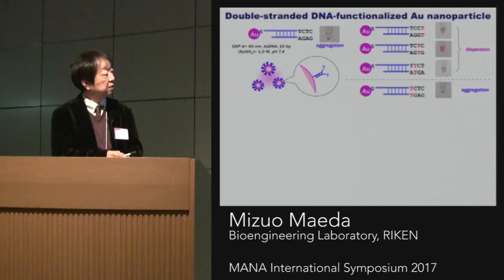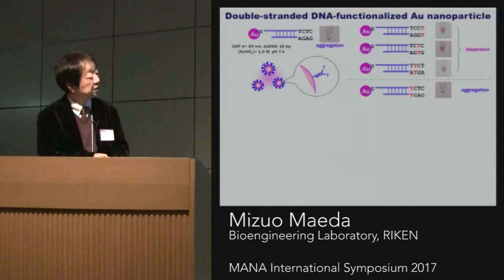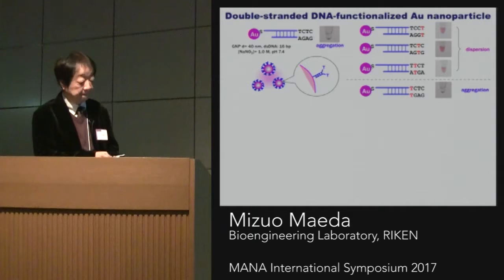So how about the second position mismatch? Then again, you can see reddish color. And how about the third position mismatch? This also gave reddish color. But with the fourth position mismatch, we cannot see reddish color, but you can see aggregated nanoparticles like this.